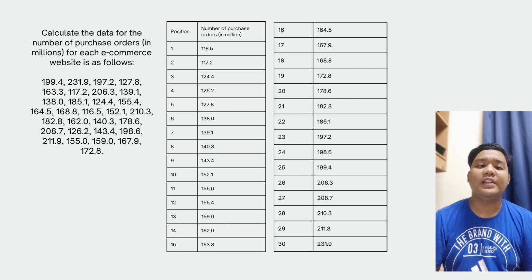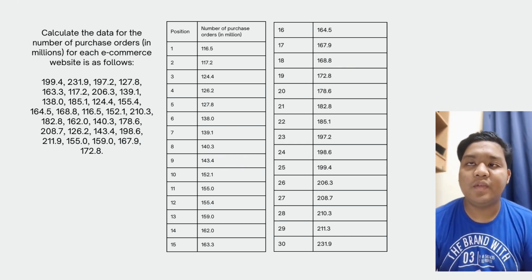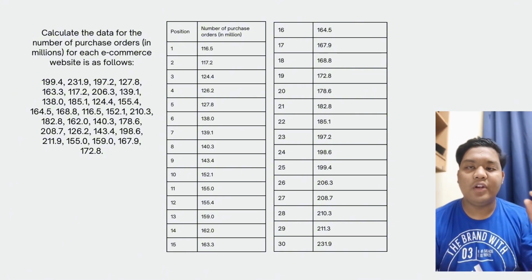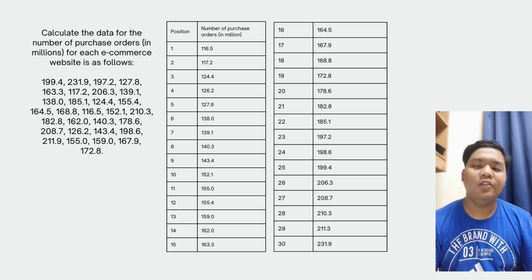After we finish the first metric, we continue to the second metric, which is number of purchase order. It's the same as the first metric. We need to arrange the values in ascending order. Like you can see in the table, it goes from the small value to the larger value.